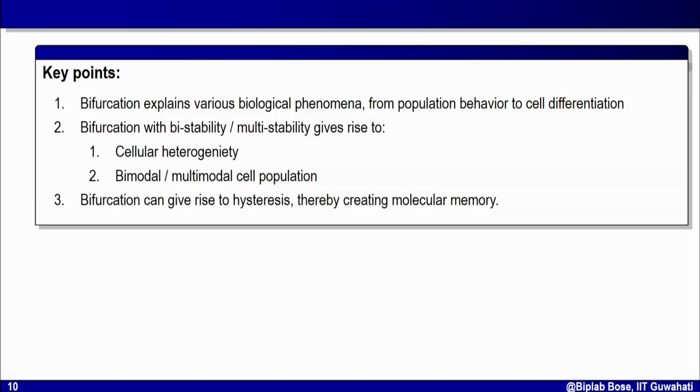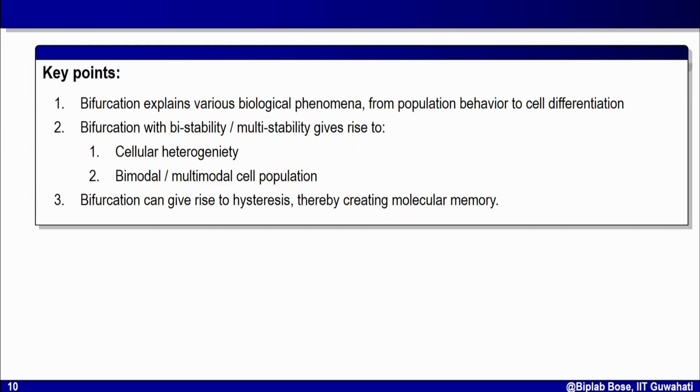Let us jot down what we have discussed in this module. First, we have discussed that bifurcation can happen in many systems in biology. I have focused mostly on cellular systems. For example, when a particular protein is controlled by its positive feedback, or I have hysteresis in the system. Now bifurcation with bistability and multistability can happen. In case of bistability, you have two stable steady states. In case of multistability, you have multiple stable steady states.